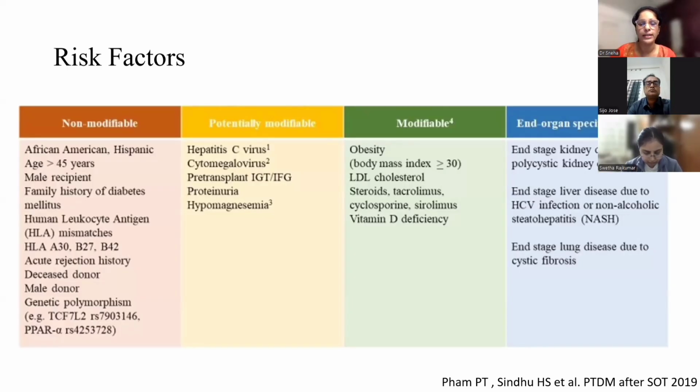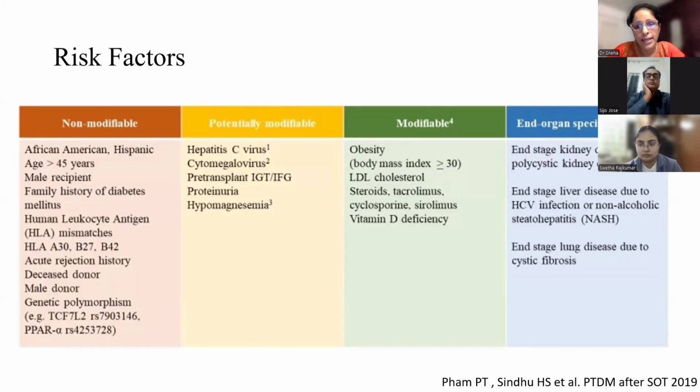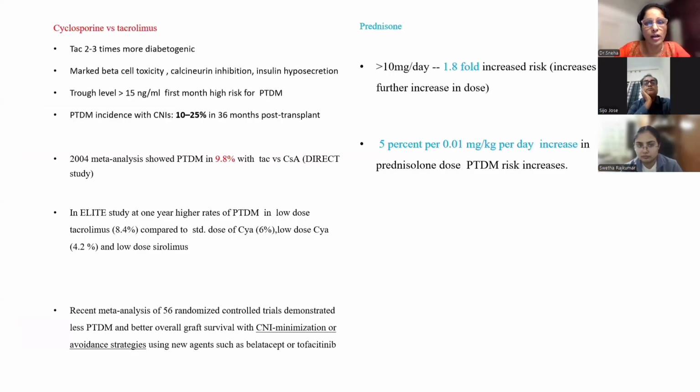Modifiable risk factors include obese recipients. If the BMI is 25 to 30, there is a 1.5-fold higher risk for developing PTDM, and this doubles with BMI more than 30. Also the post-transplant use of immunosuppressive medications, which we will come to. Vitamin D deficiency is also a high risk for PTDM onset. And end-stage kidney disease due to polycystic kidney disease, because of the genetic association, also carries high risk for PTDM.